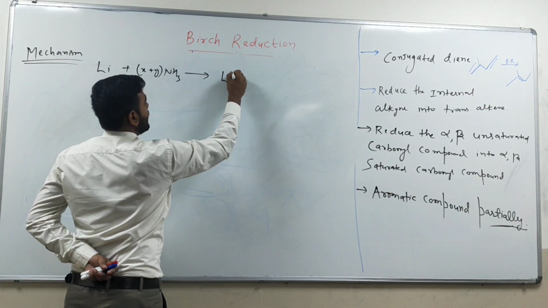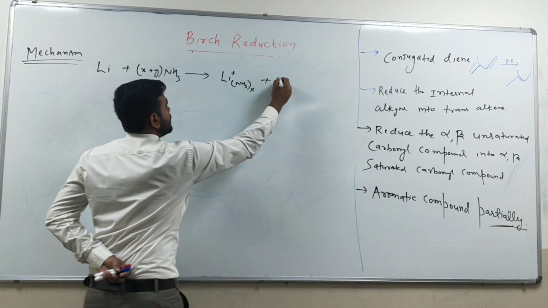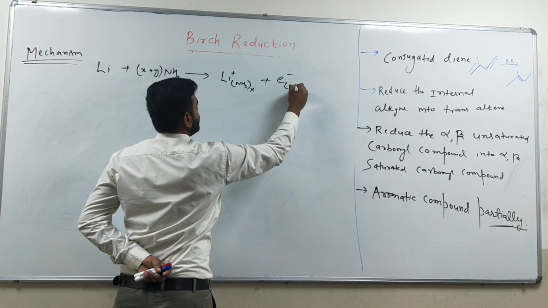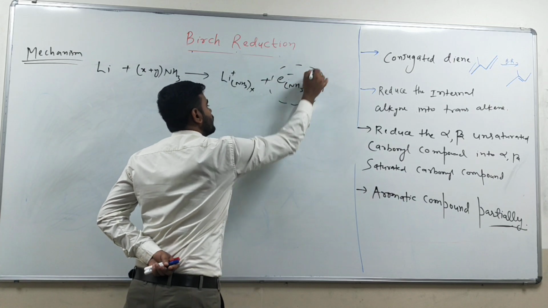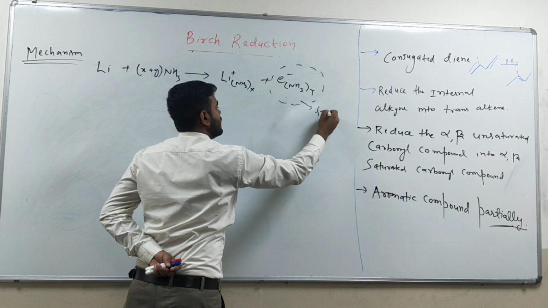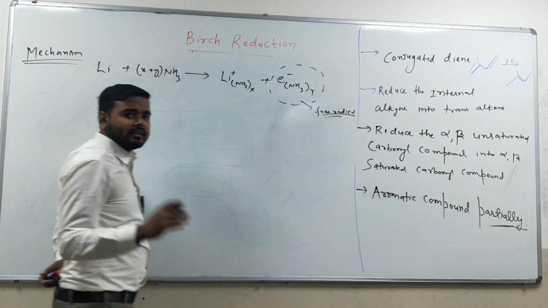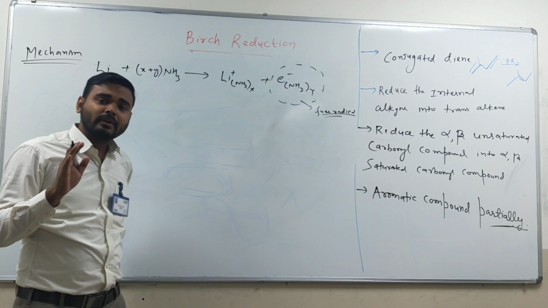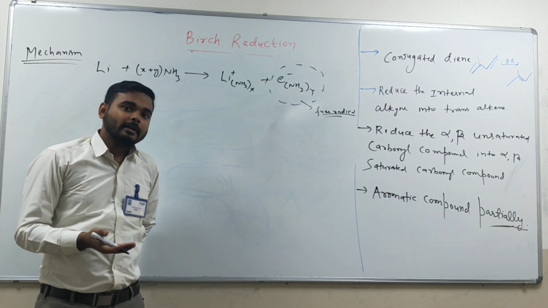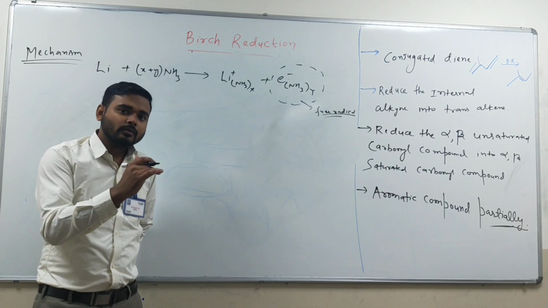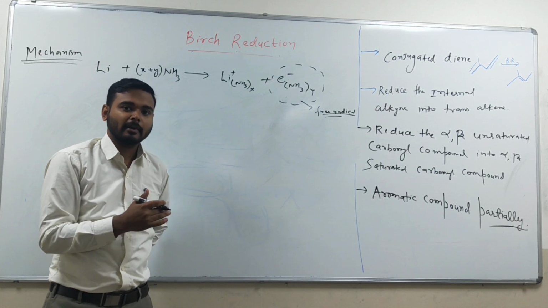You will get Li+ NH3 plus solvated electron. And this solvated electron is nothing but a free radical. It is like your radical. So when there is a radical present in your reaction zone, there is a high probability that your mechanism will also be following that only, I mean the free radical mechanism.